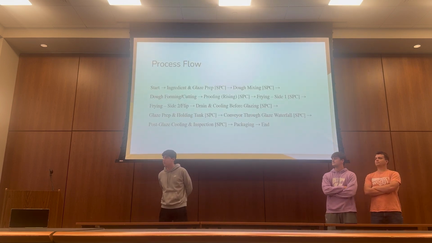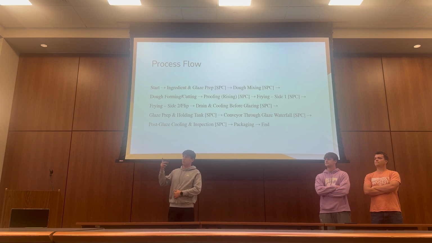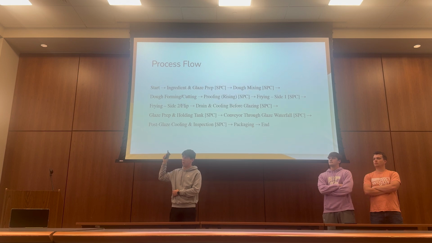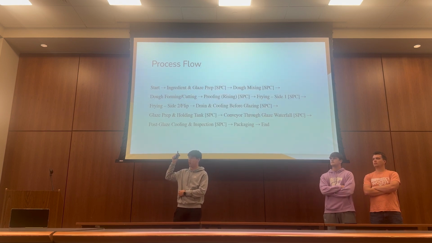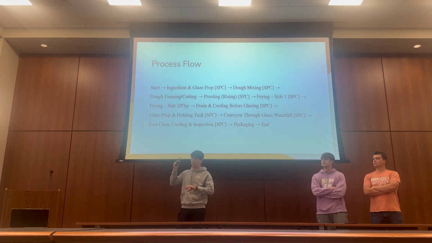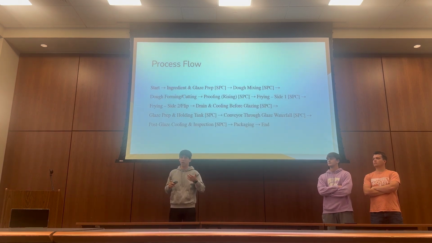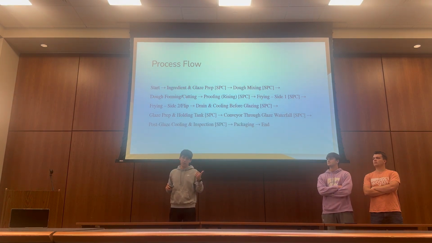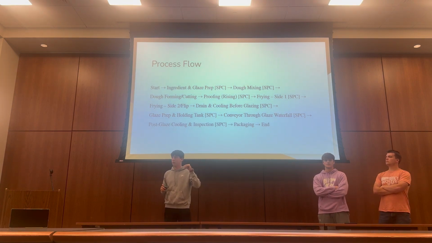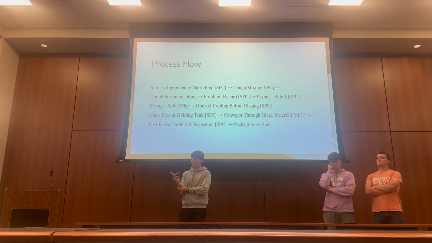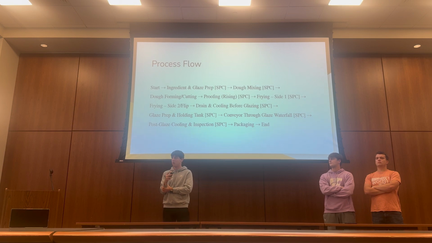So starting off with our process flow, you can see here it goes pretty smoothly through ingredient and glaze prep, then dough mixing, then dough forming and cutting, which is not monitored, proofing, so the rising of the dough, frying the first side, and then flipping it over to the second side, but the second side is not monitored. And then the drain and cooling before the glaze, then the glaze prep and holding tank, the conveyor belt through the glaze waterfall, then the post-glaze cooling and inspection, and then the packaging at the end, which is not monitored, but all the ones that I didn't say are monitored, as you can see.